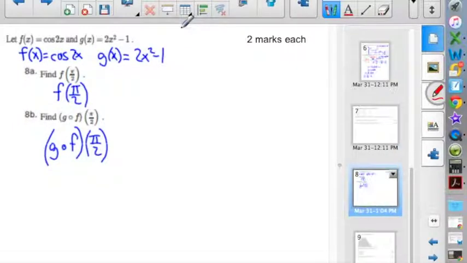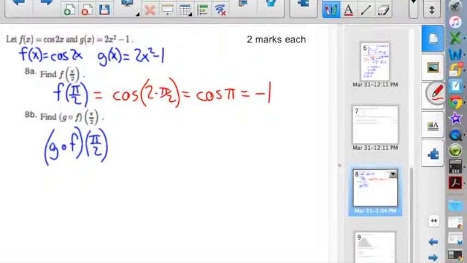Okay, so here, f of pi over 2, what are you doing here? Plugging in pi over 2. Yeah, you're just substituting the pi over 2. So cosine of 2 times pi over 2 is cosine of pi, which equals what? Very good, -1. Cosine of pi is -1. Then you have this notation you've got to make sure you know: g composed with f of pi over 2. You could also write this as g of f of pi over 2.